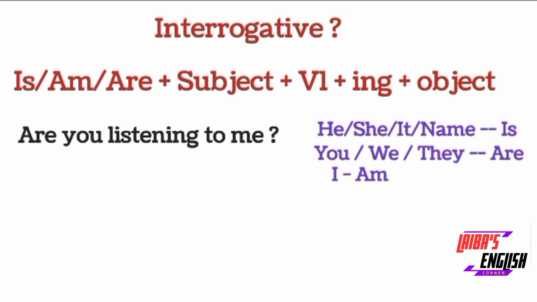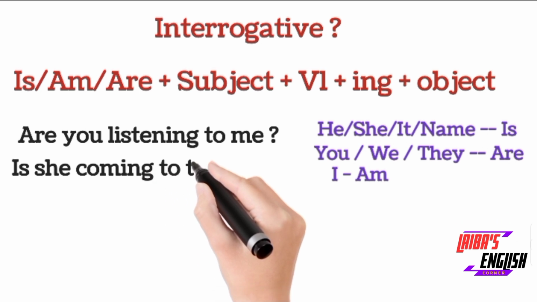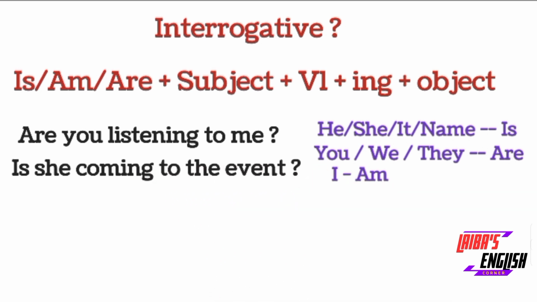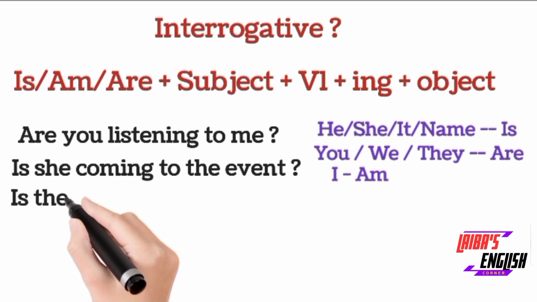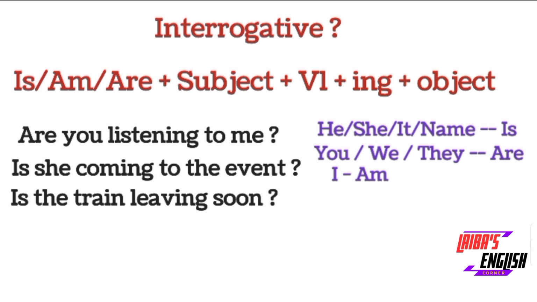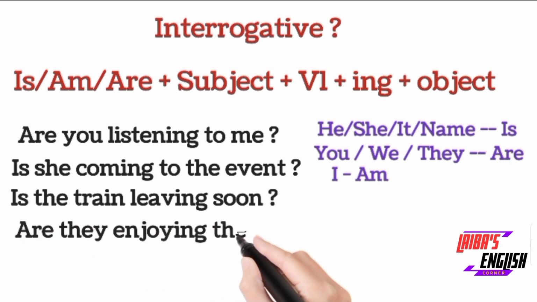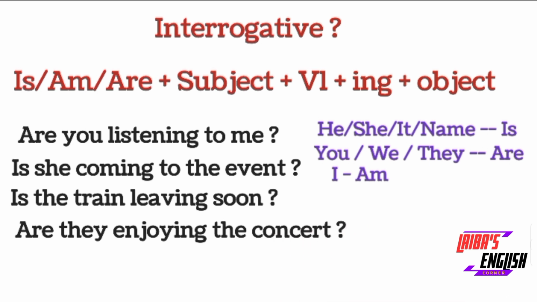So here we are using are with you because with you, we, they, we are using are. So, are you listening to me? Second example is, is she coming to the event? Why is with she? Because for he, she, it or name we are using is with them. Third example is, is the train leaving soon? So here we are also using is. Why? Because train is the name. Fourth example is, are they enjoying the concert? Question mark. So here are with they because the rule is with you, we, they we will use are.